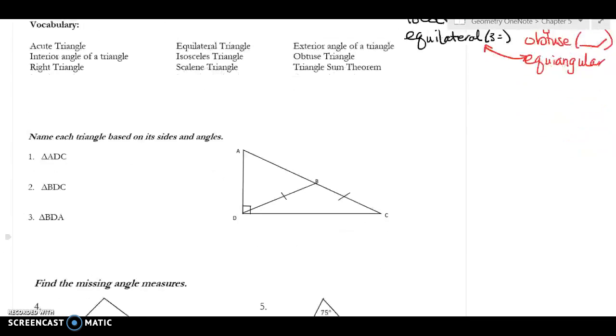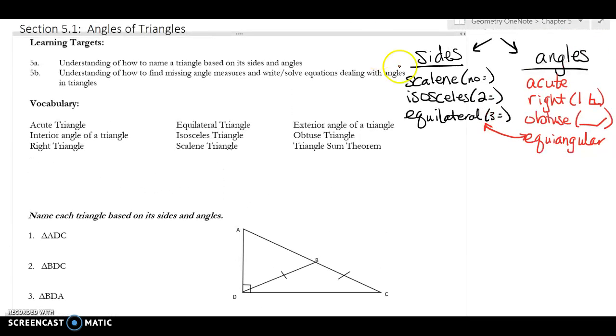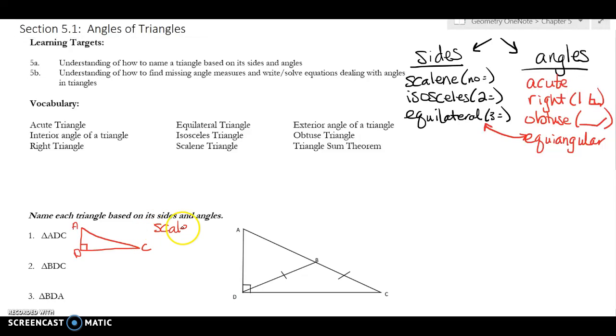All right, so let's look at numbers 1, 2, and 3. We will have to go back and name things based on these up here, okay? When we look at triangle ADC, I really think it's easier if we separate it and draw it without the other triangles there. So ADC, there is a right angle box. There are tick marks, but it's not on the whole side of a triangle, so I'm not going to write them. So based on the sides, I have no tick marks on that triangle, so this is scalene. And it has a right angle box, so this is right. So it's a scalene right or a right scalene triangle.